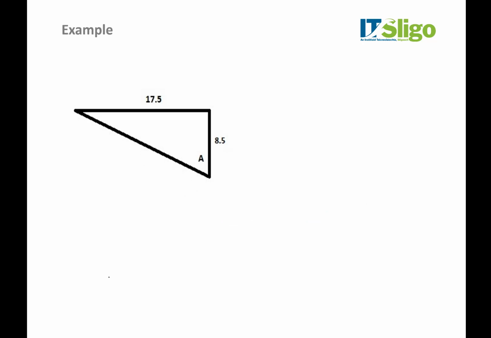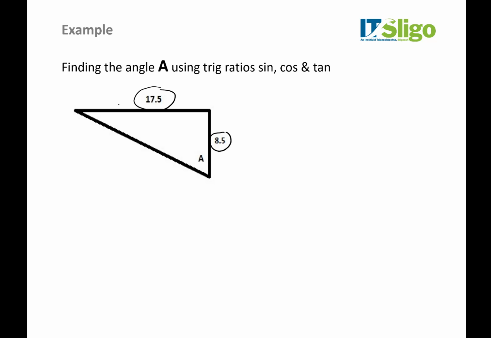Look at another one. Find the angle A using our trigonometric ratios. So, what do we have in terms of A? Well, we have the adjacent to A and we have the opposite. We don't have the hypotenuse, so tan is the ratio we're looking for. The tan of A is the opposite over the adjacent.